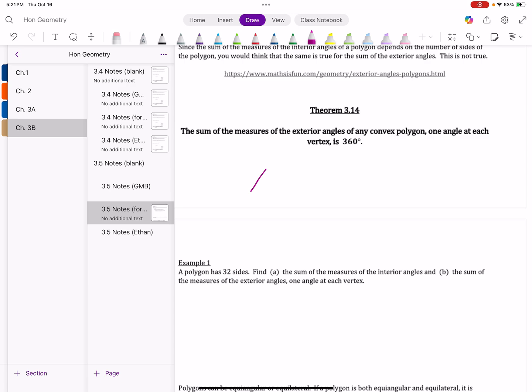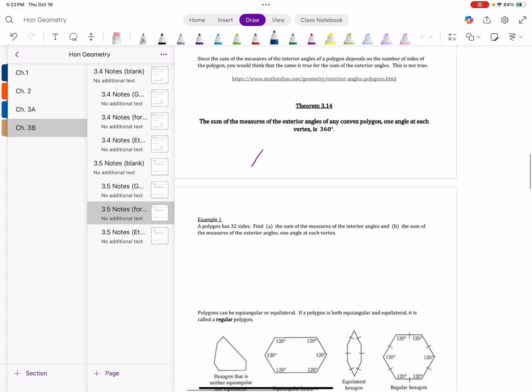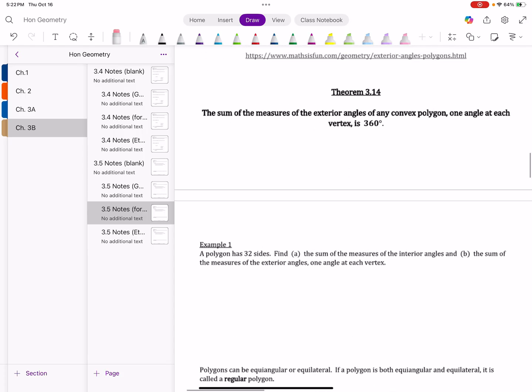Now this one does have to be convex, because if it were concave, then there is no exterior angle right here, because the exterior angles get formed when you extend that side out. So this is only good for a convex one. But if you just draw in some random convex polygon.